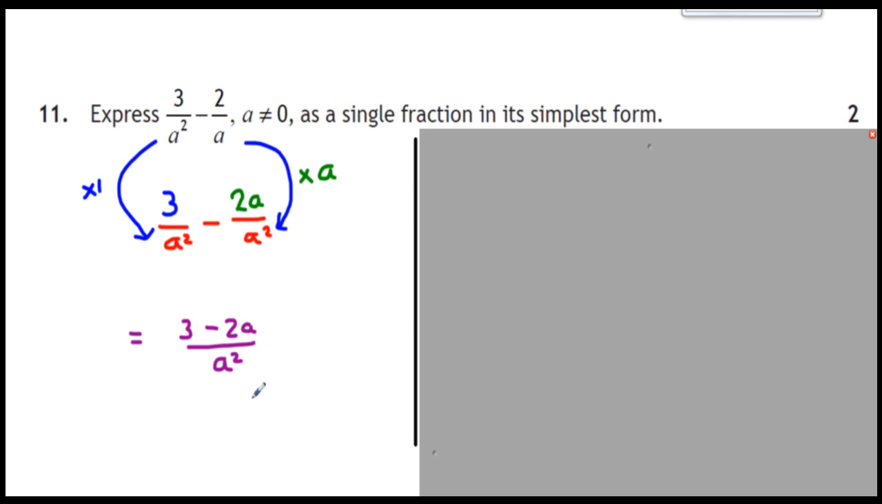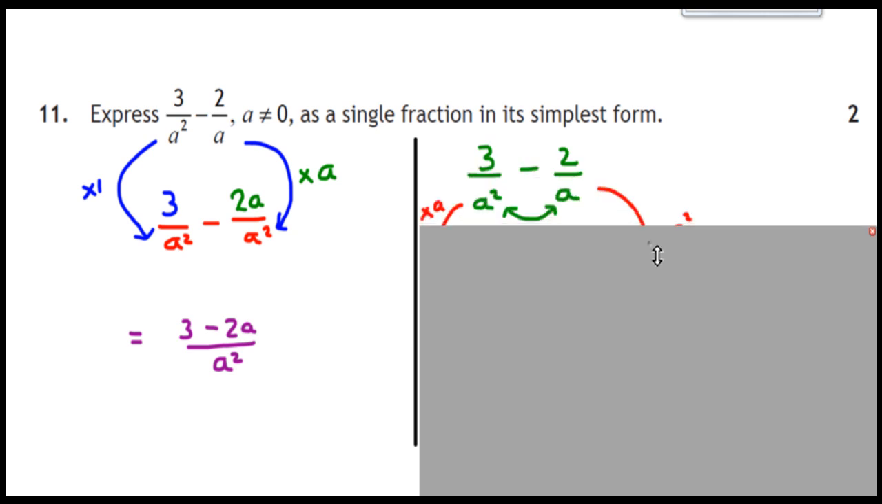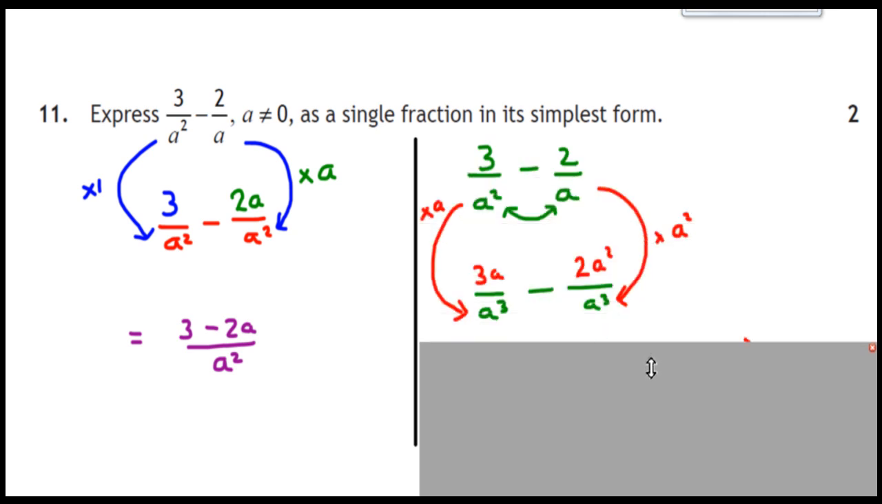Now if you don't spot that your lowest common denominator is a squared, you will do a squared times a and you will get a cubed. Right, that's okay, so there's your a cubed for each of them. Now then you would look and you'd say, right, what do I do to a squared to change it to a cubed? I multiply it by a. So do the same to the top, keep the fractions fair. So 3 times a is 3a.